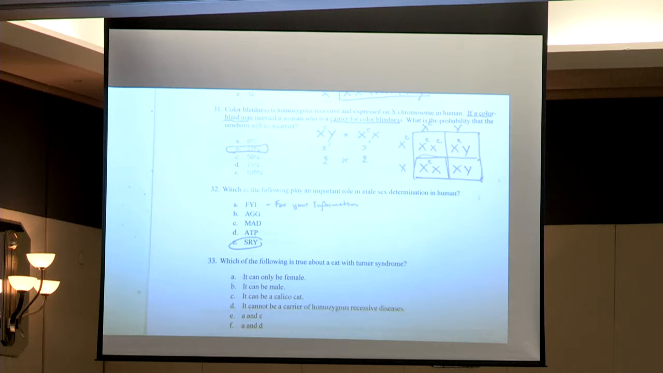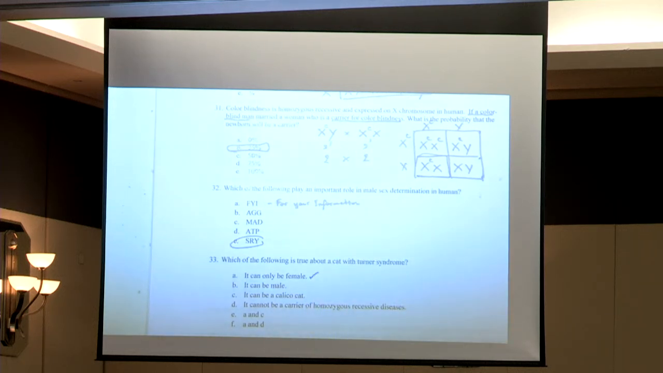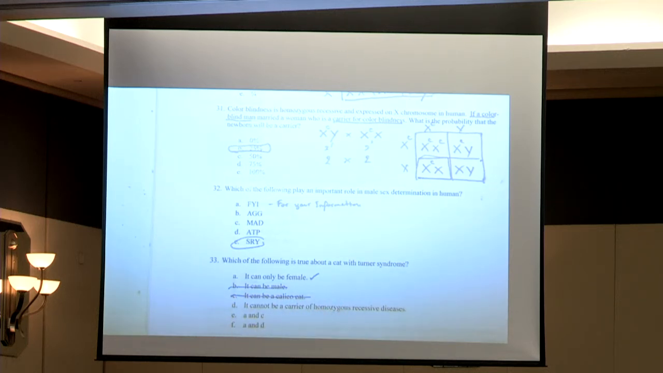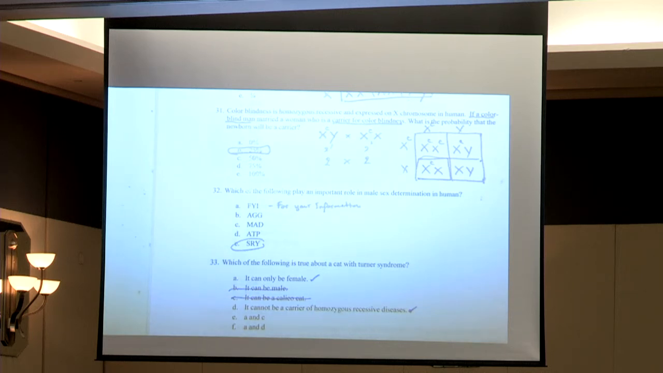So 33, which of the following is true about a cat with Turner syndrome? So it can only be female, is that correct? Never mind. So it can be male. No, right? So that one, no. So it can be a calico cat. No, right? You have to have two X's to be a calico cat. So it cannot be a carrier of a homozygous recessive disease, right? So this one is correct. It cannot be a carrier just like the sex-linked, right? If you only have one X and you have that one, then you're going to express that, right? Yes.